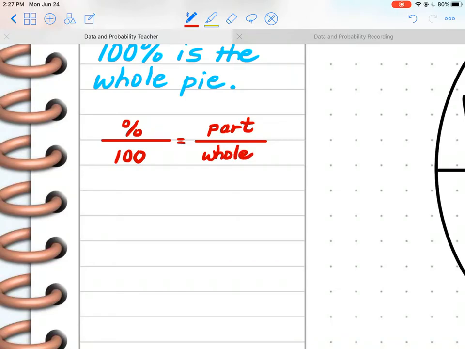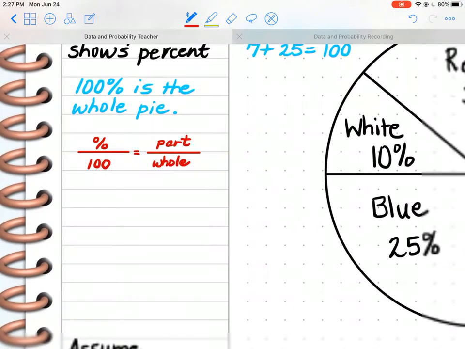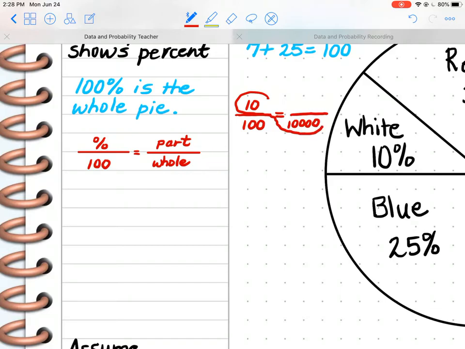This is the general percent formula, or one way to do it. So here's the white percent. I'm going to put my little percent proportion right here. Remember, the whole pie is 100, and 10% of the people said they like the white cars. The whole amount, all the people that I asked, was 10,000. And so I'm going to multiply.